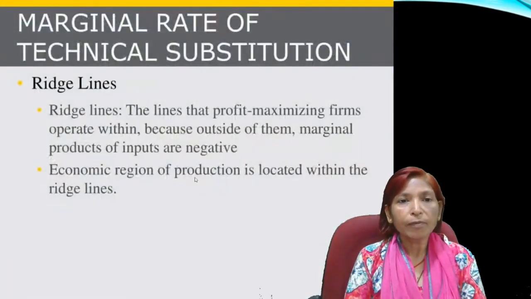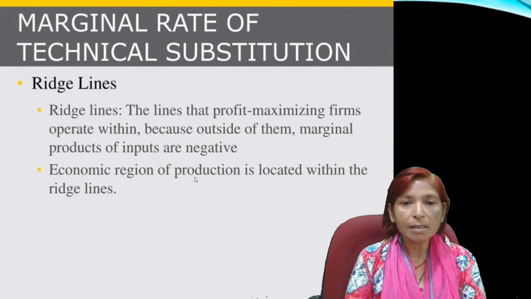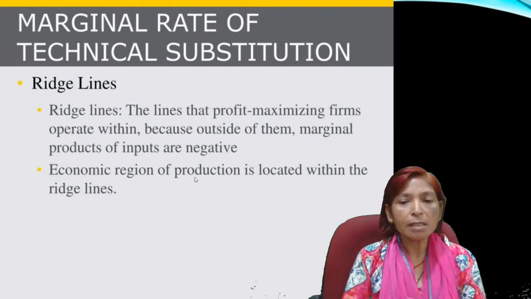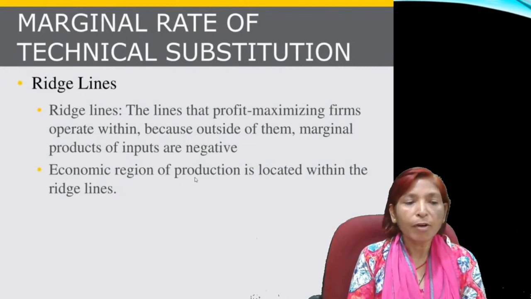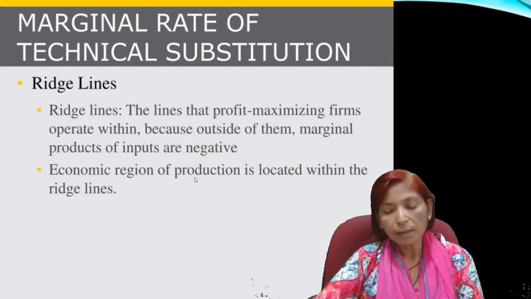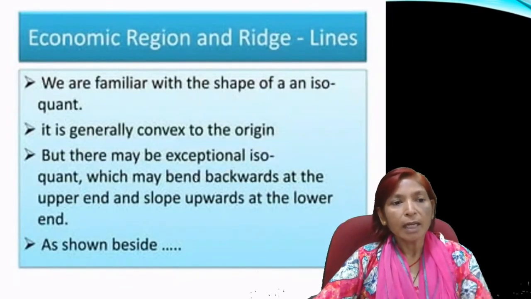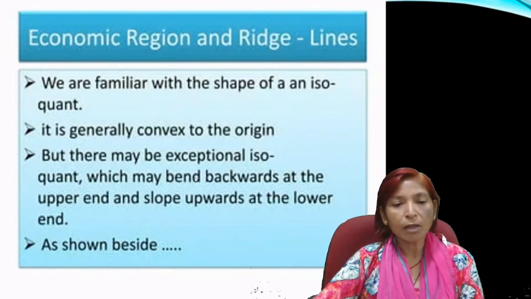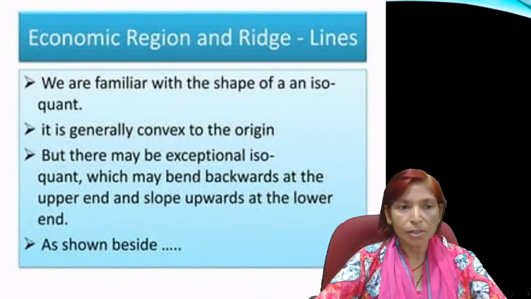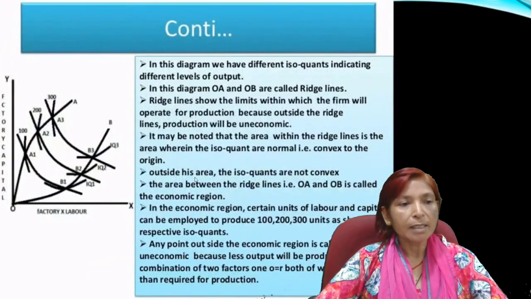Next is marginal rate of technical substitution. What are ridge lines? Ridge lines show that a profit maximizing firm within these ridge lines, or this economic region, will get maximum profit, because outside of them the marginal product of inputs is negative. So the economic region of production is located within the ridge lines. Ridge lines are those lines which show the economic region where a firm can get maximum output at minimum cost.